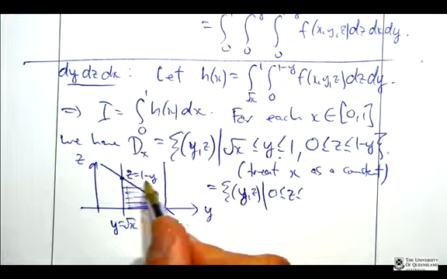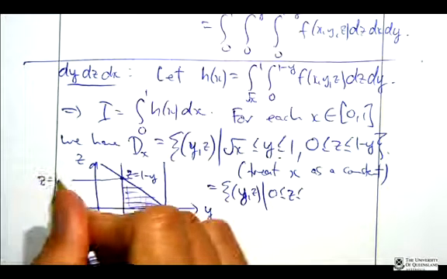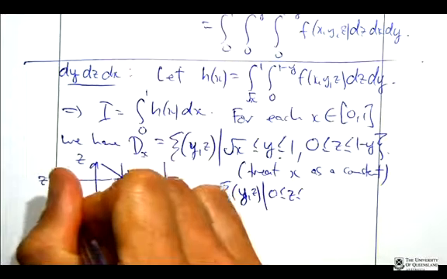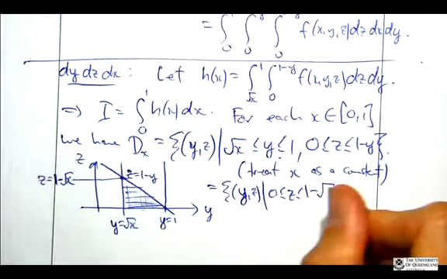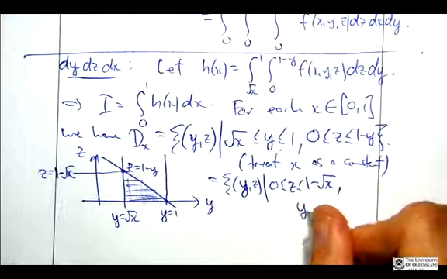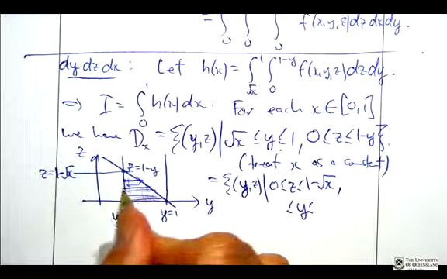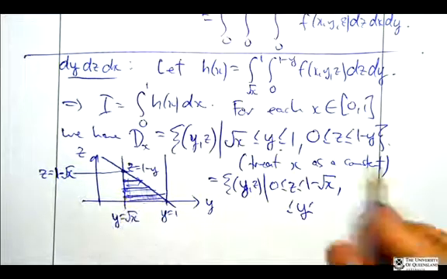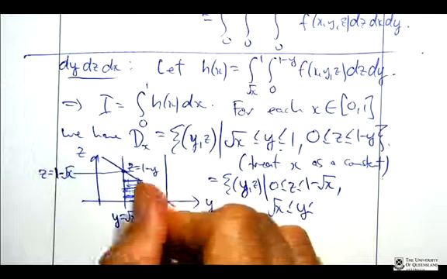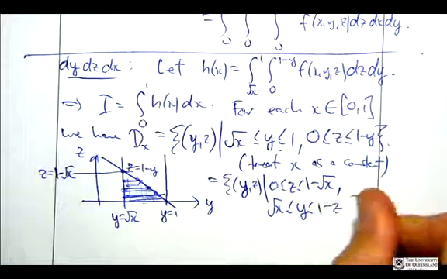Now, on z equals 1 minus y, when y equals root x, that must correspond to z equals 1 minus root x. So that's going to be the upper bound for z. And then for y, given those bounds for z, the lower bound for y will always lie on this vertical line with equation y equals root x, and the upper bound will always be on this line with equation, well, not z equals 1 minus y, but y equals 1 minus z.